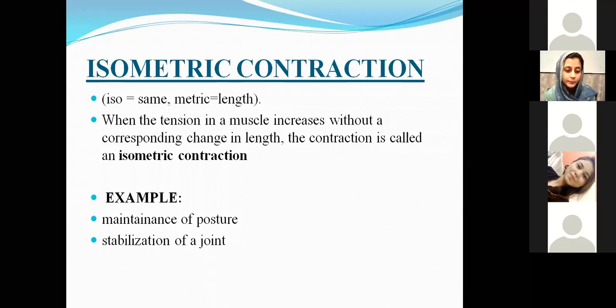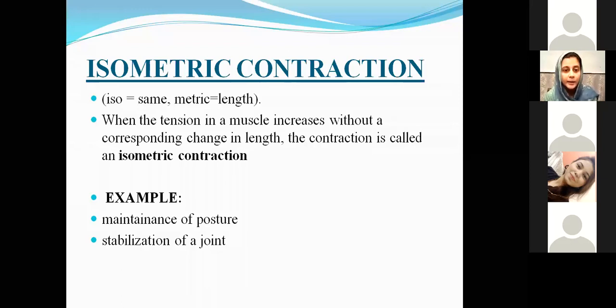अच्छा, इसका example क्या है? जो हमारे the muscles that are maintaining our body posture, that is the example, and the second example is the joints. The muscles that are working in stabilization of the joints, उसमें tension force increase हो रही है, लेकिन the fibers are not changing in their length.